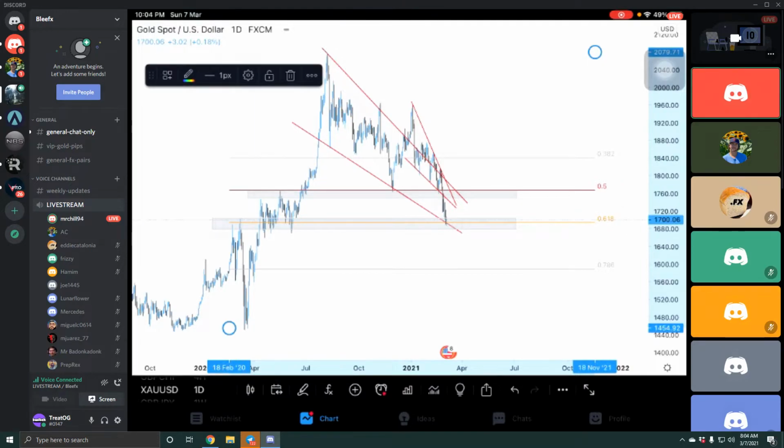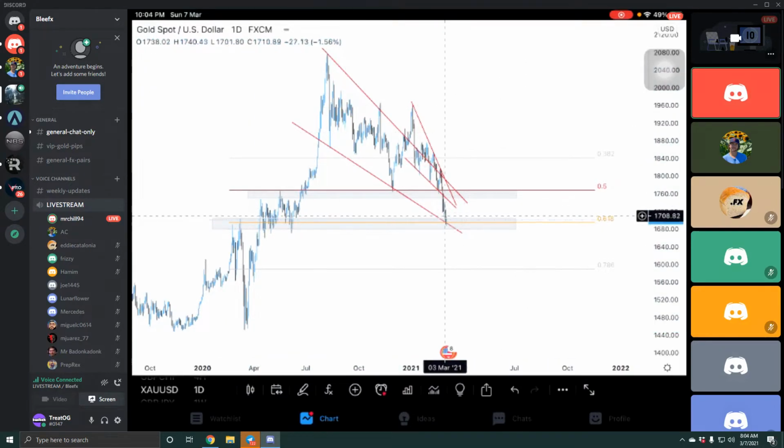If it breaks this, then we are expecting a change of structure. That means going down, retest, further down, maybe to here, structure change. But right now, as we can see, it's right at the spot we want, 61.8.